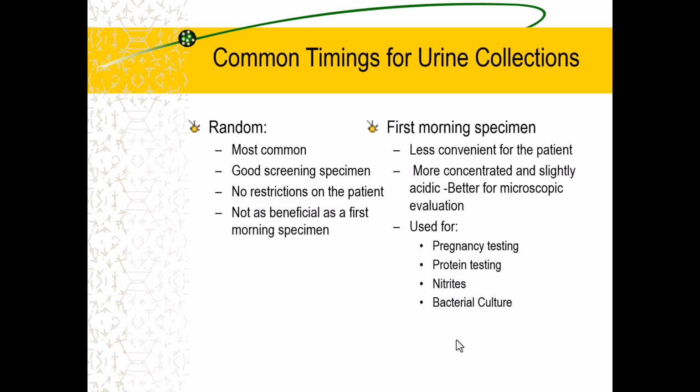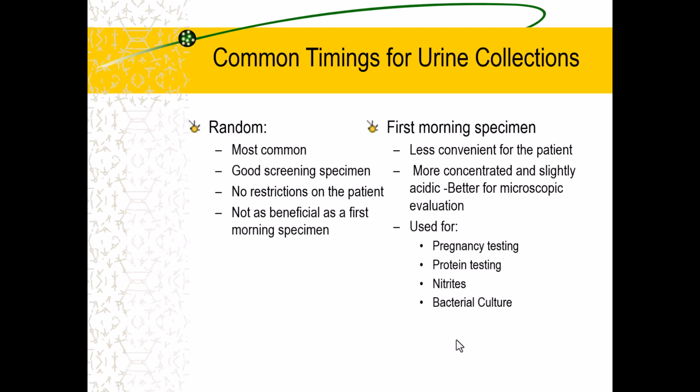First morning is going to be the best when you're looking for a concentrated specimen. It's less convenient for the patient, but it's been sitting in the bladder for the whole night, if you're lucky enough to go the whole night without peeing. When you get to a certain age, you're getting up in the middle of the night to pee some more. But you get a longer stretch of time, hopefully without emptying the bladder.